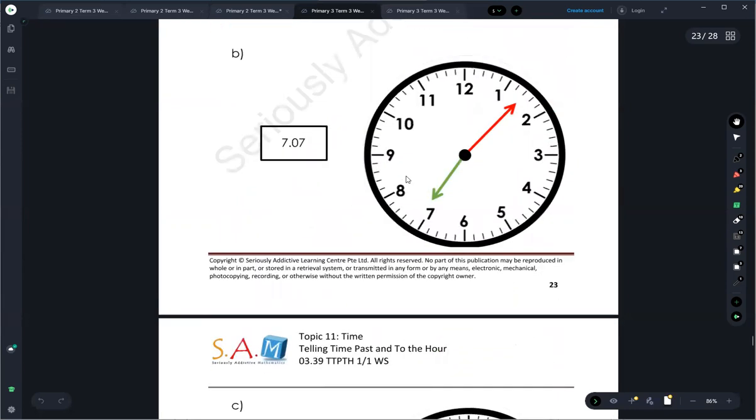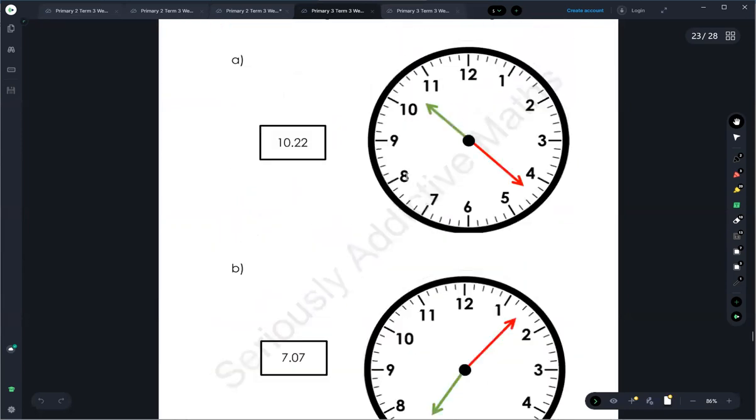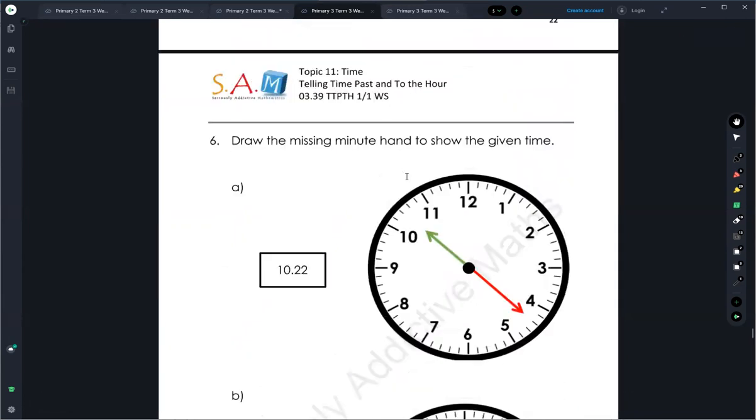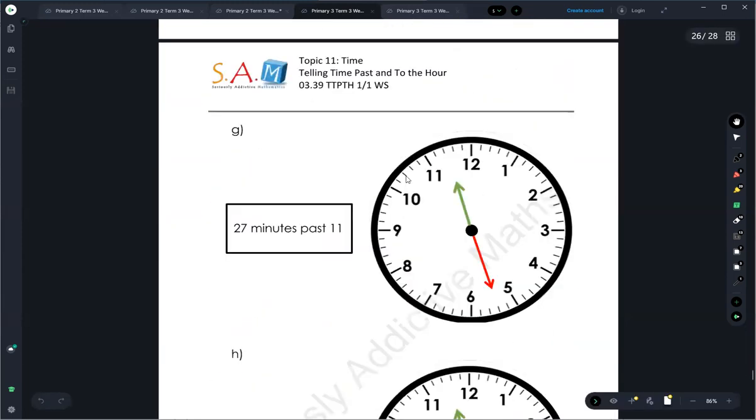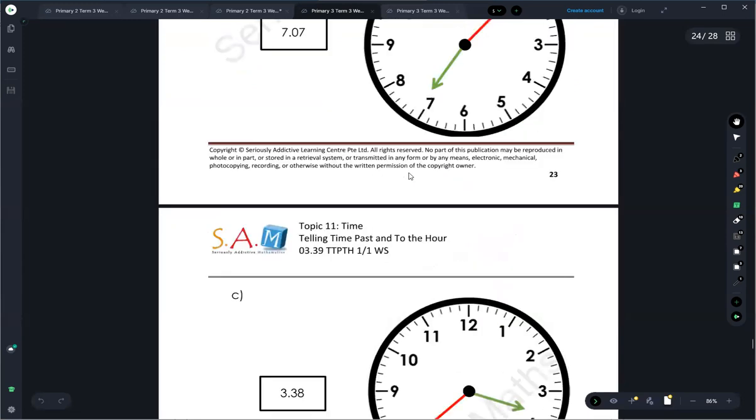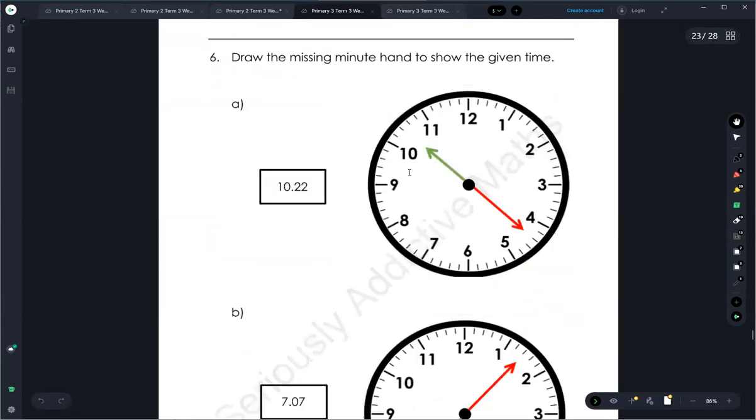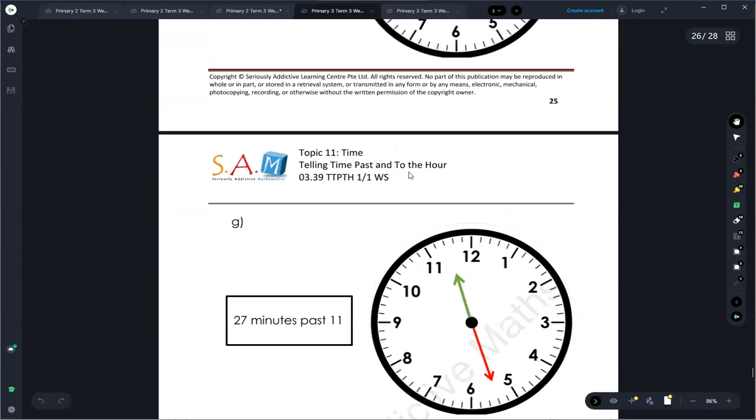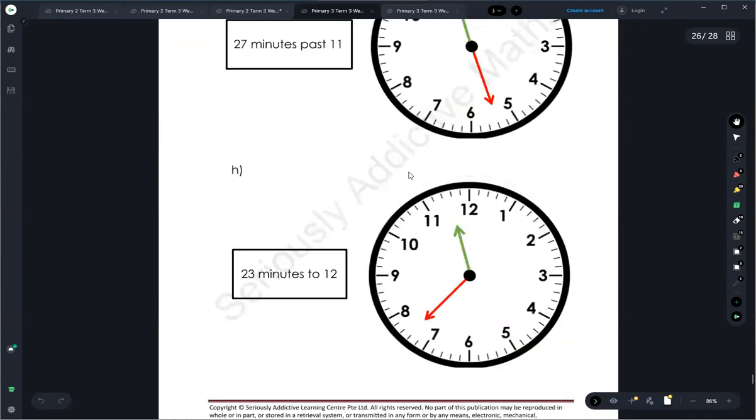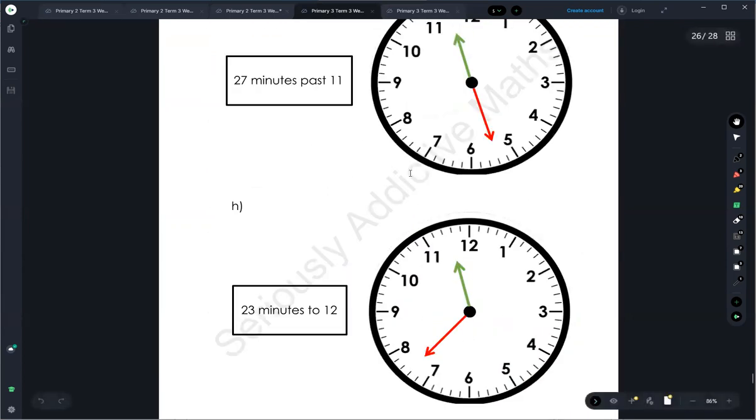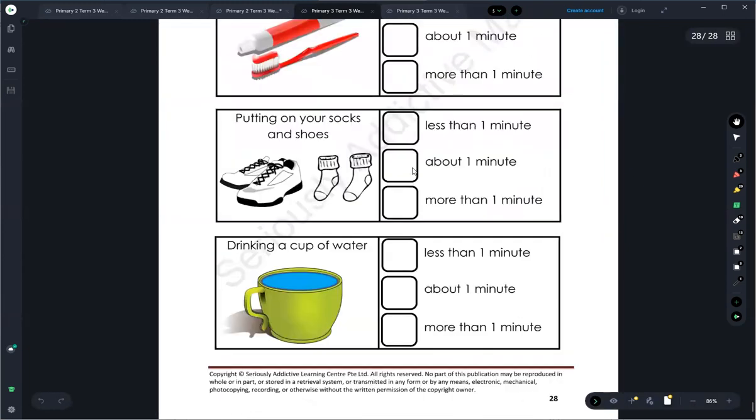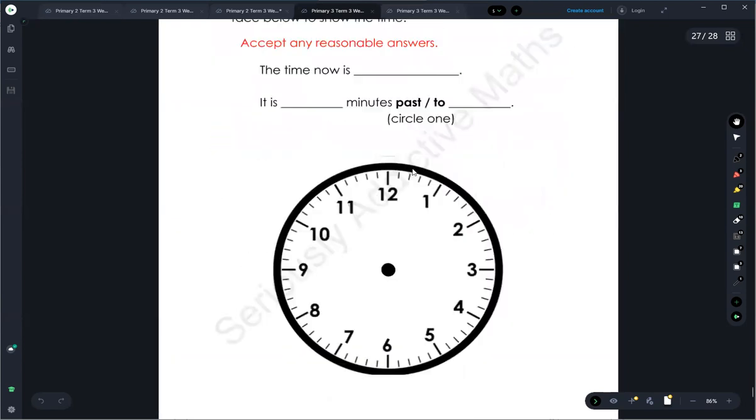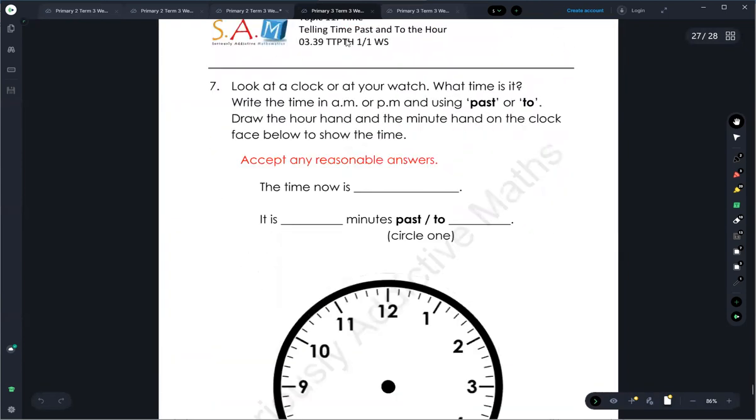Okay, so next one, you can go to page 23. Okay, get them to draw the missing minute hand. Just 2 questions to do. Right? 2 questions here, and then maybe you test them by asking what if this is something like 23 minutes to 12, where did they draw it? Okay. And then I think we can move on to the next booklet.